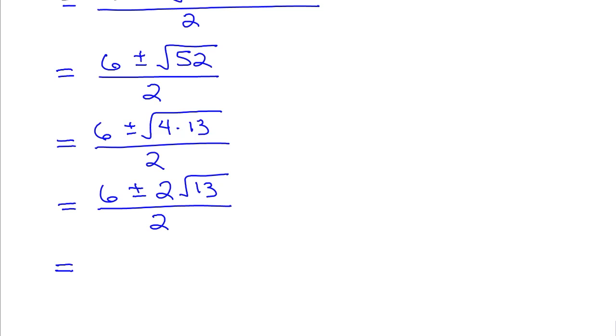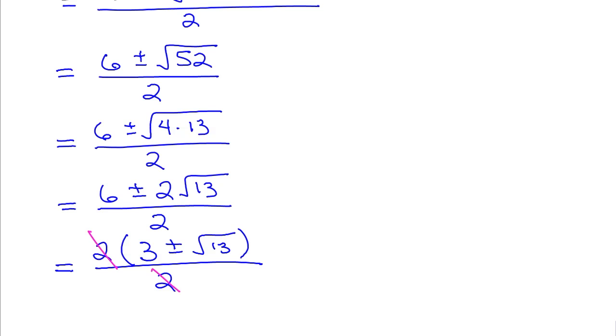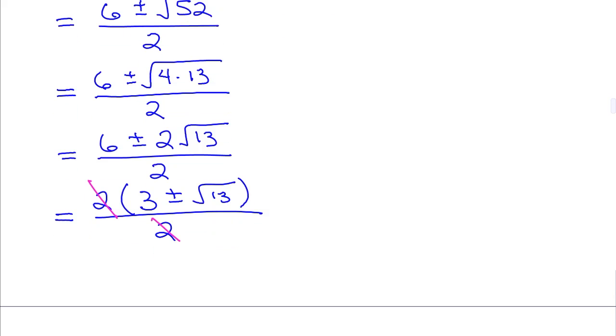You can't just come in and cancel some 2's that you see there, because it's not just 2 over 2. It's 6 plus or minus 2 root 13. So we're going to factor out a 2. That leaves 3 plus or minus root 13 over 2. And then the 2's cancel. And that leaves 3 plus or minus the square root of 13. And that's the solution.